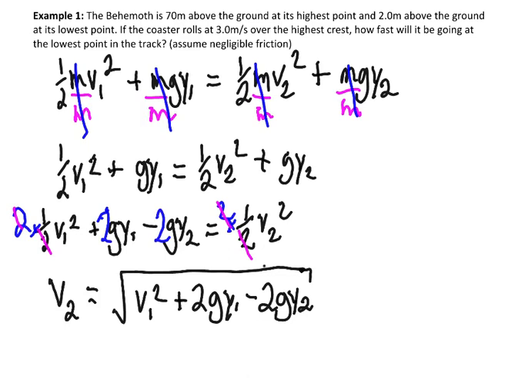Notice that this square root and that square do not cancel each other because there's adding in here. So you can only cancel a squared and a square root if there's no adding or subtracting underneath that square root. Let's plug in our numbers.